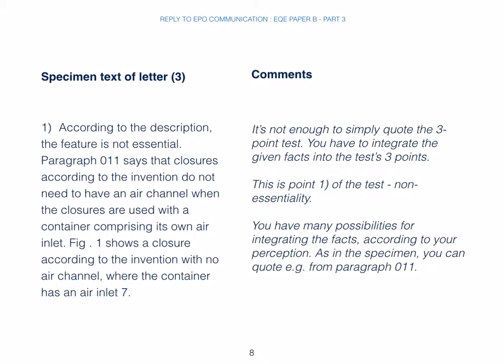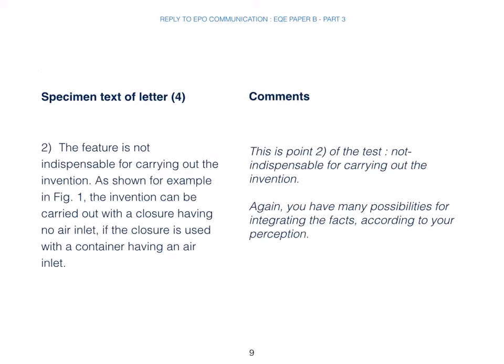Paragraph 11 says that closures according to the invention do not need to have an air channel when the closures are used with a container comprising its own air inlet. Figure 1 shows a closure according to the invention with no air channel where the container has an air inlet 7. So you have many possibilities for integrating the facts into the three-point test, and you can do this as you wish.